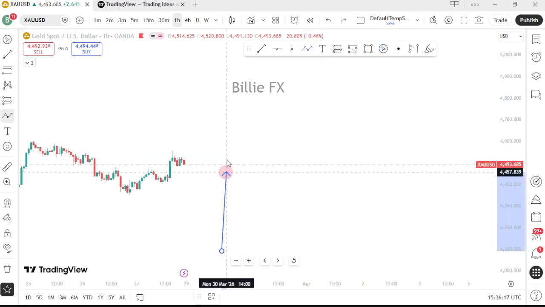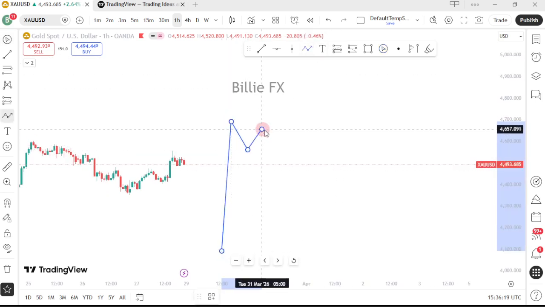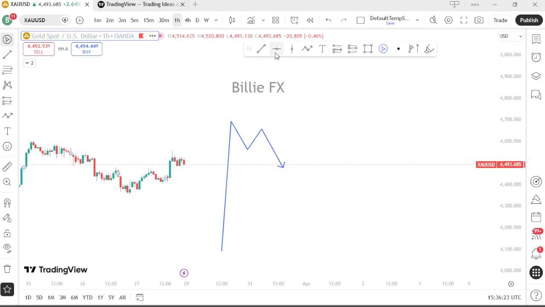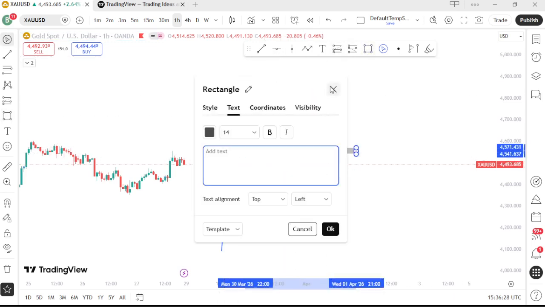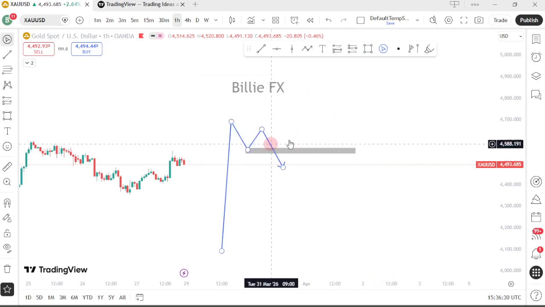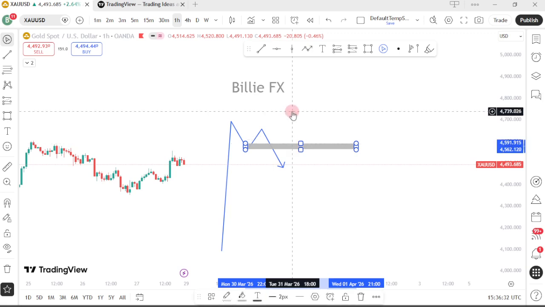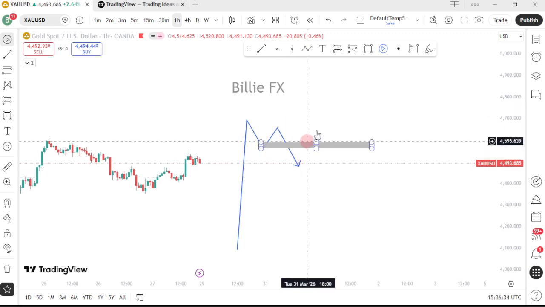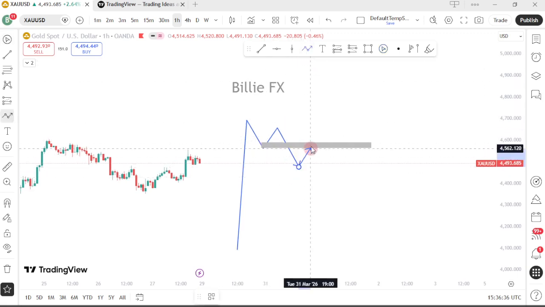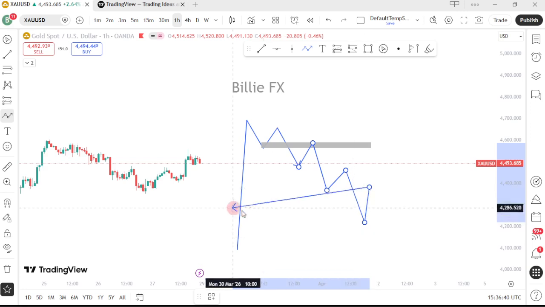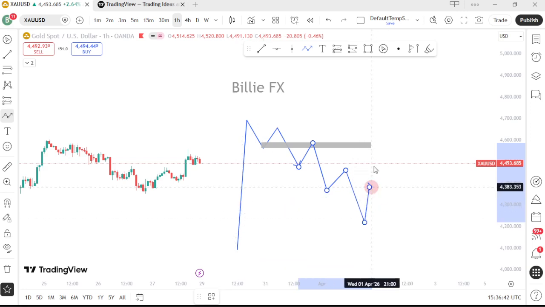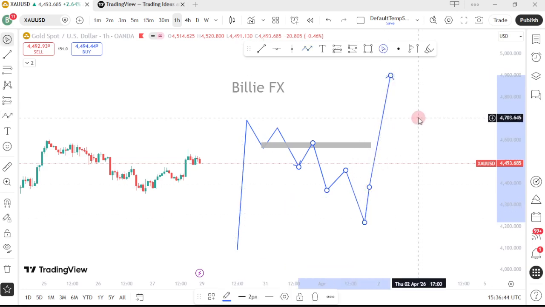But what about this? Is this a change of character? Please pay attention very well. This is an internal change of character because what can happen is that the market can do something like this, continue moving up, then mitigate something around this area, then start moving up again, right?